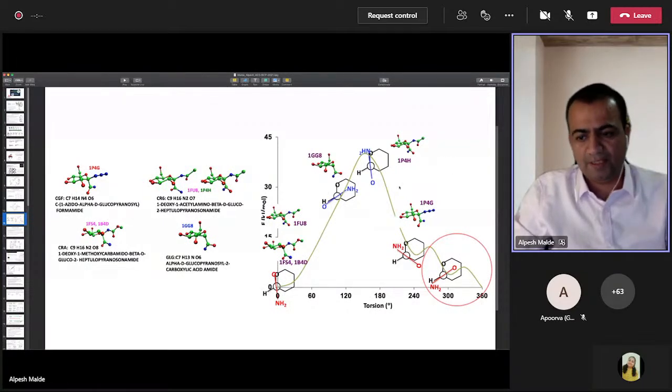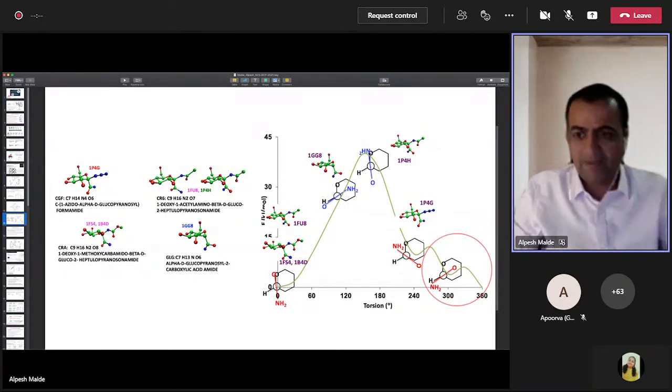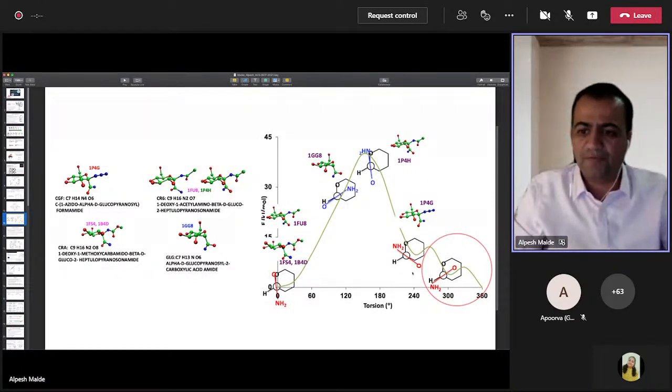So this demonstrates that although we have so much high quality experimental data in the literature, it is always difficult to validate whether the bound state we have is correct or not. So this is what we have at this stage.